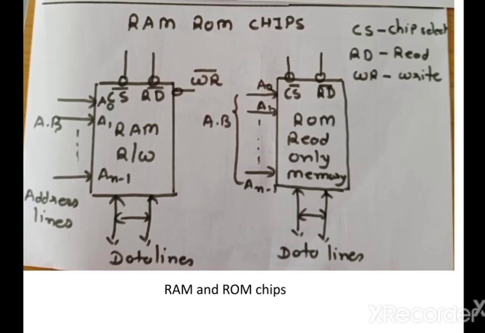Then the next chip is ROM, that means read only memory. In this ROM, the only difference from RAM is that the write signal is not present, because this IC is only used for read purpose. That's why in this chip only the read signal is present, and the write signal is not available in the ROM IC.